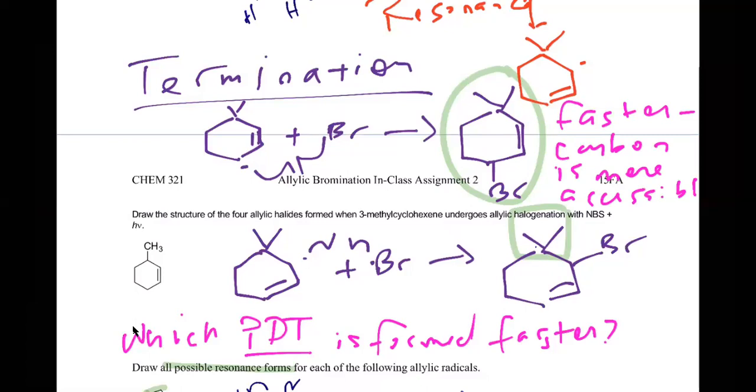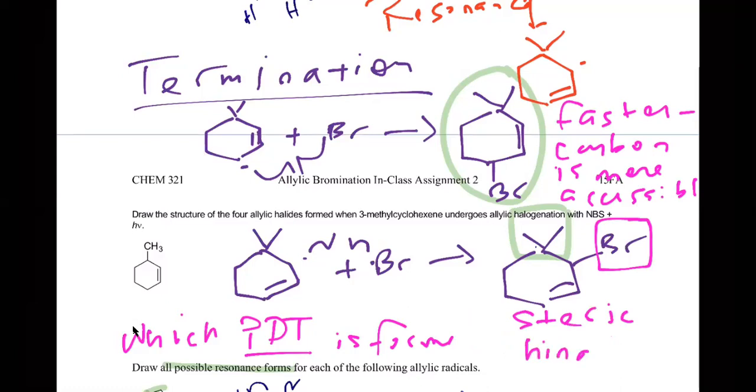Because the bromine's in the way. Well, the methyl groups are in the way, and with bromine being such a big atom, that's going to be a little bit of steric hindrance occurring, so it's going to increase the energy of that product a little bit. I'm going to put this in layman's terms. Well, no, I'm going to use the scientific term first. So you get steric hindrance for this one, which means it's going to be slower.